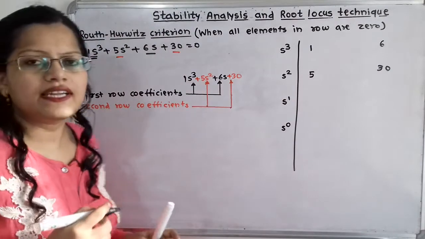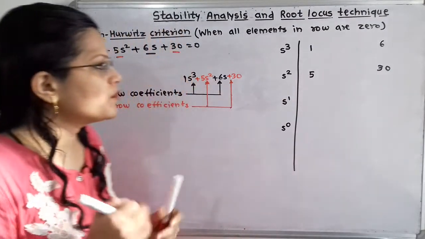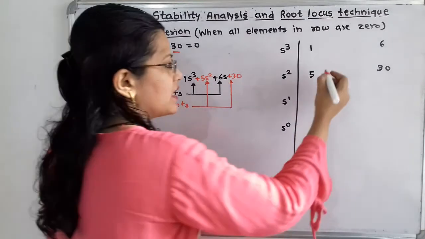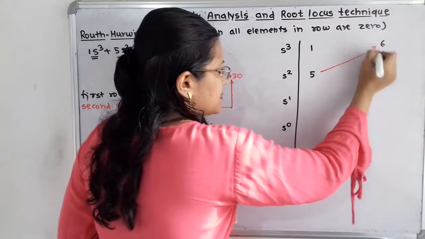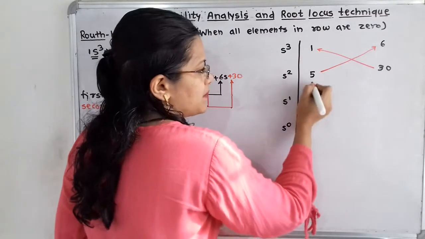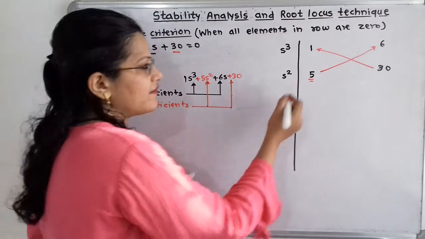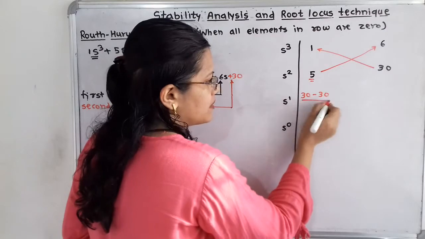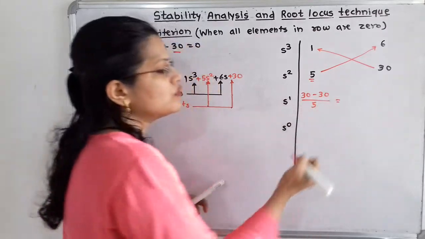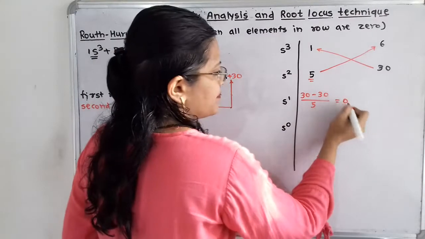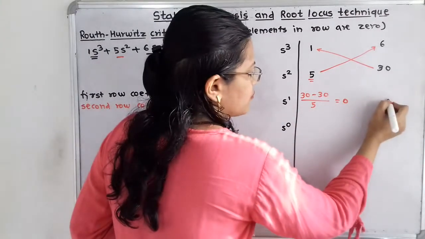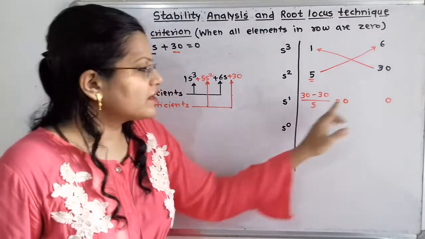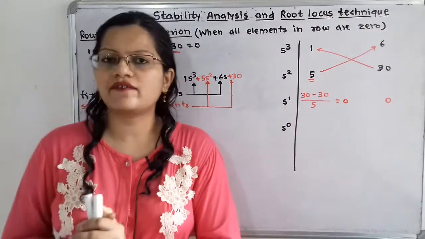Now we will move to the next calculation. I will show the multiplication with the help of arrows: 5 multiplied by 6 minus 30 multiplied by 1, divided by 5. So 5 multiplied by 6 is 30, minus 30, divided by 5, which is equal to 0. And then here also we have to take 0. Now if we observe this row, all the elements in this row are equal to 0.